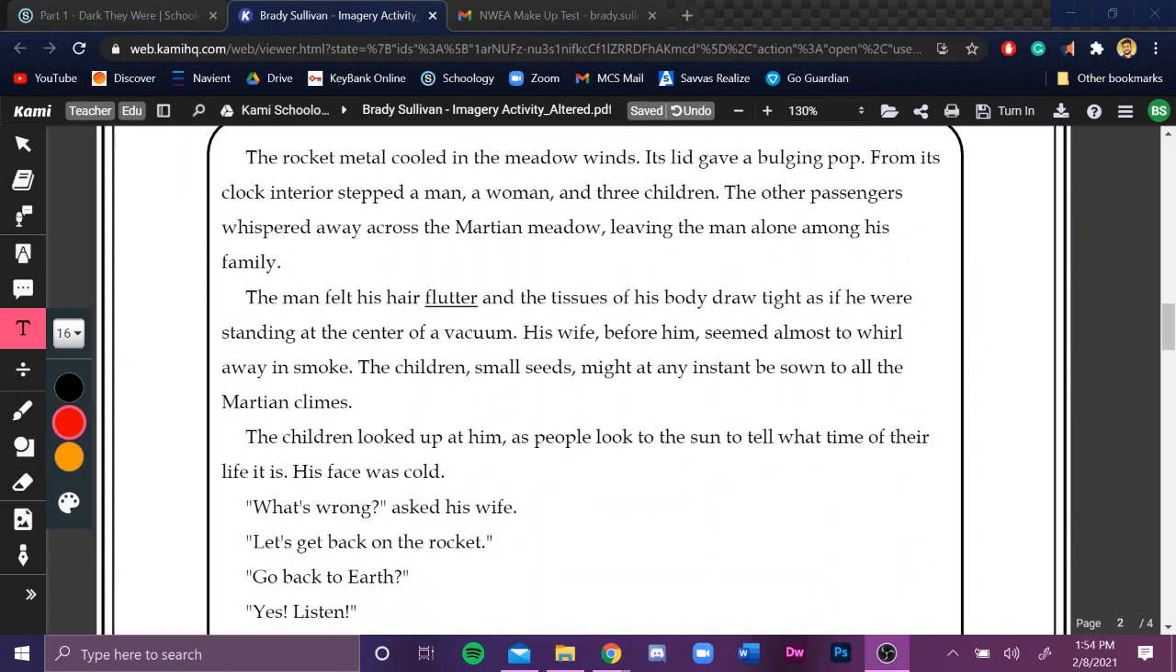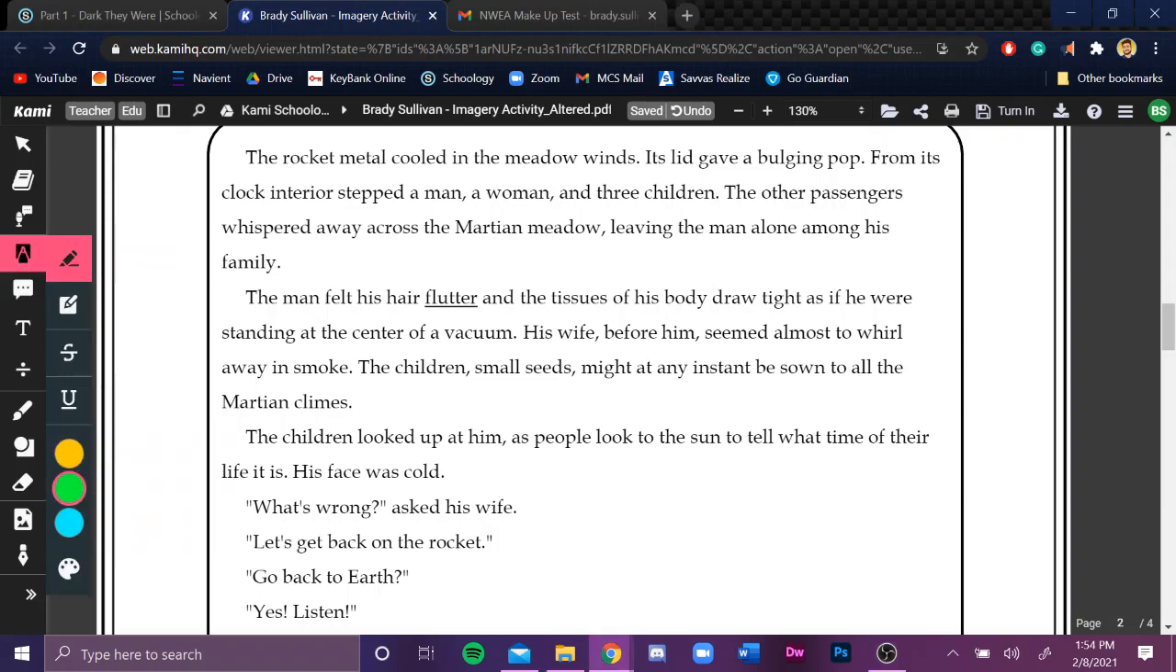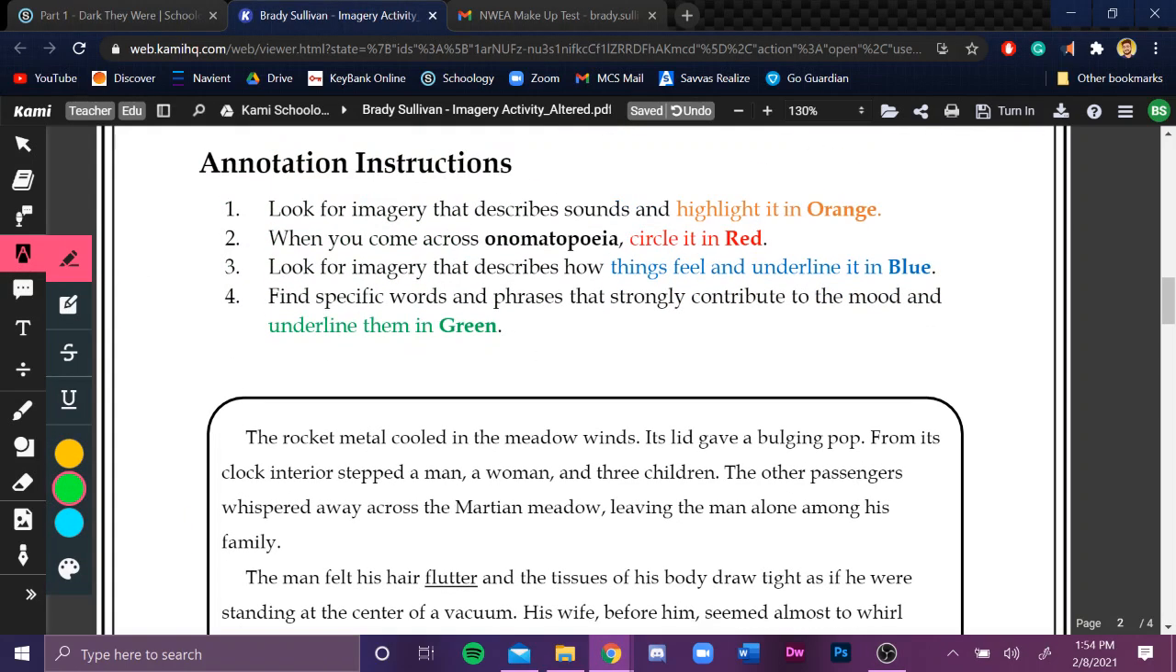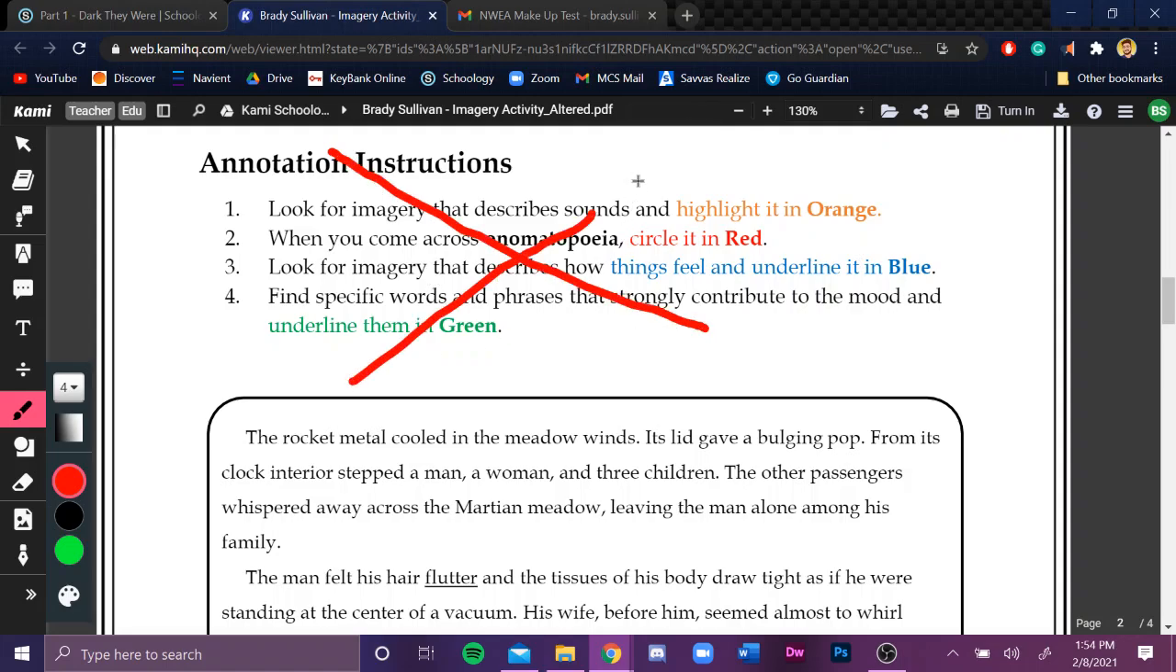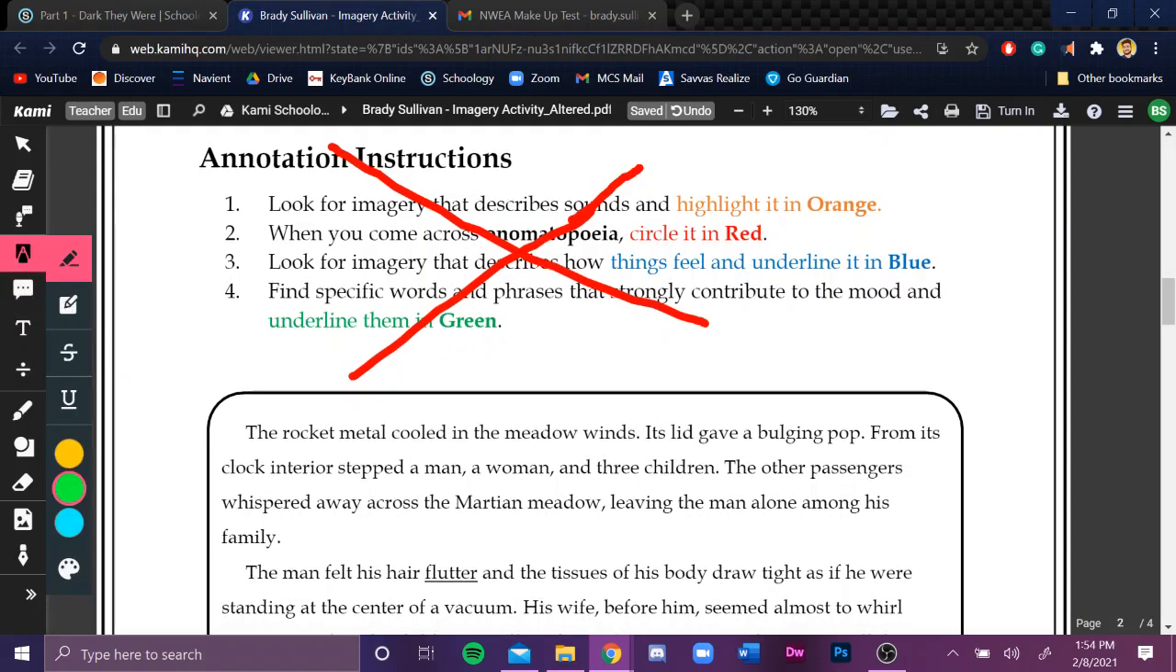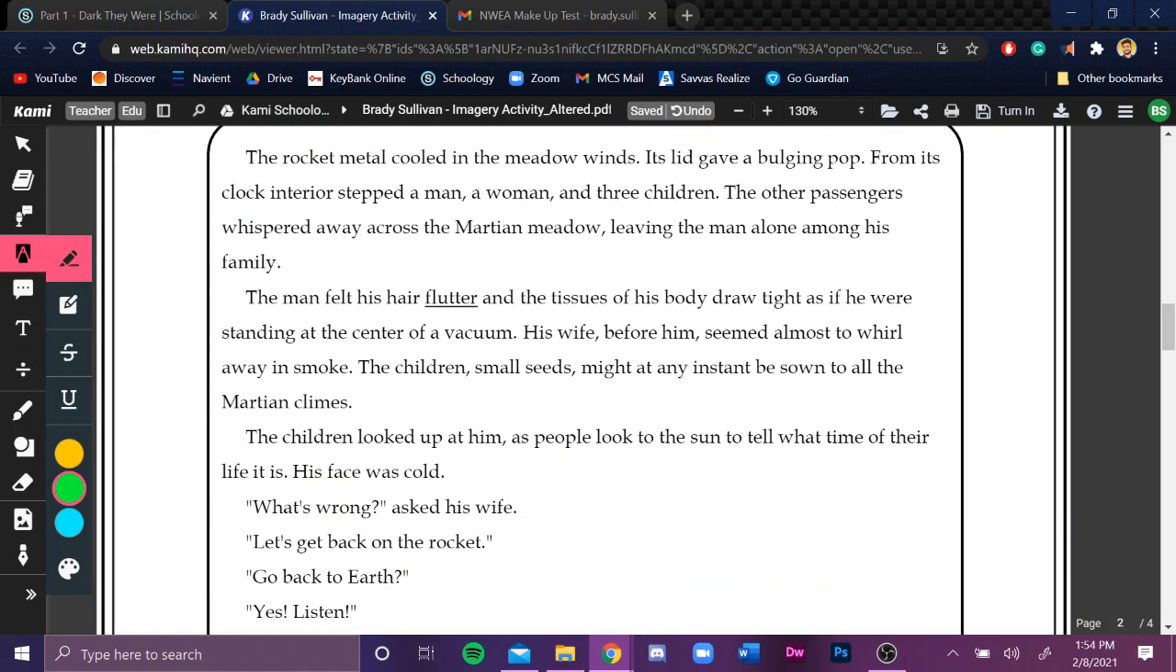As I go through this, we're going to grab a highlighter. I'm going to use green. We're going to ignore these instructions up at the top, except for the last part, which says to find words that contribute to the mood. Okay, so as I read this, I want us to highlight things that tell us what the mood of this story is.